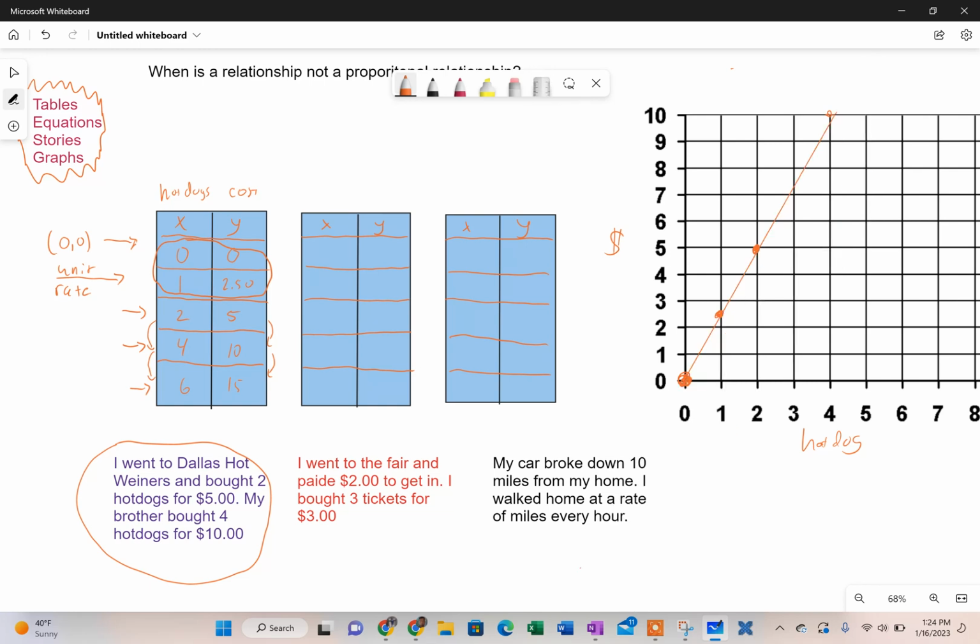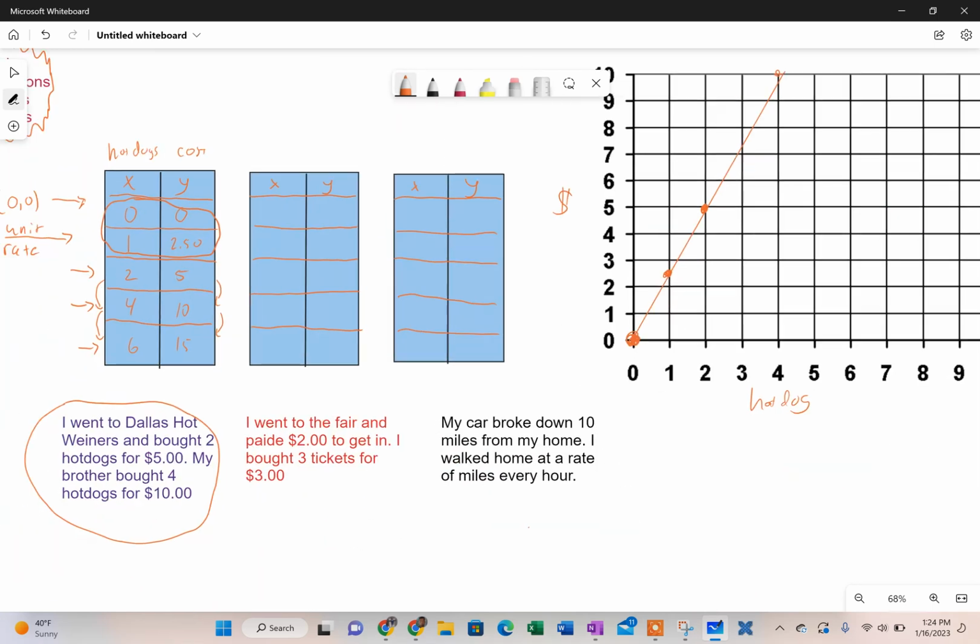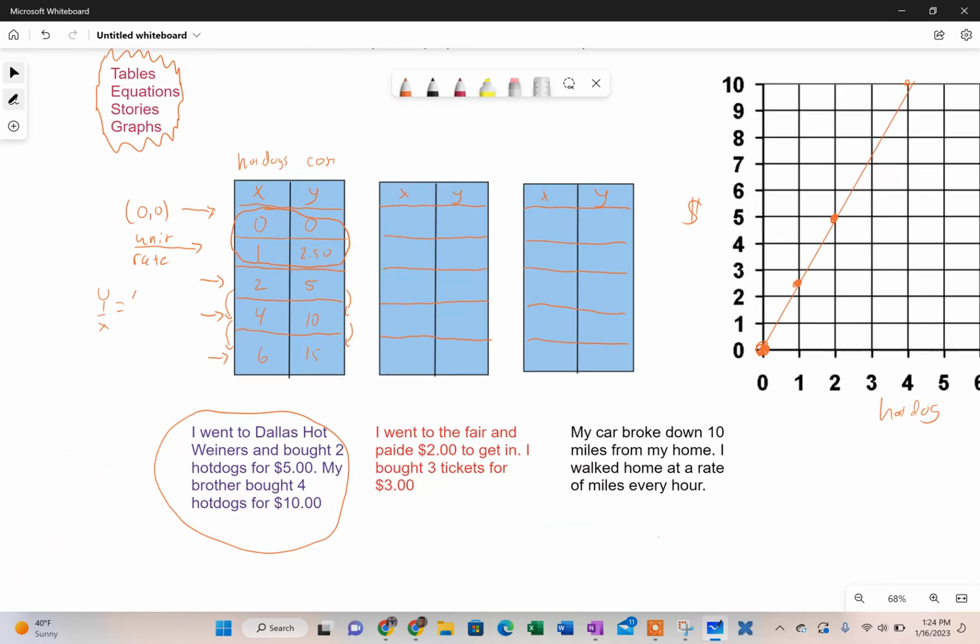Furthermore, the other thing you can do to check is divide y over x, and you should always get the same number. 5 divided by 2 is 2.50. 10 divided by 4 is 2.50. 15 divided by 6 is 2.50. This is your unit rate. It's also known as the constant of proportionality.